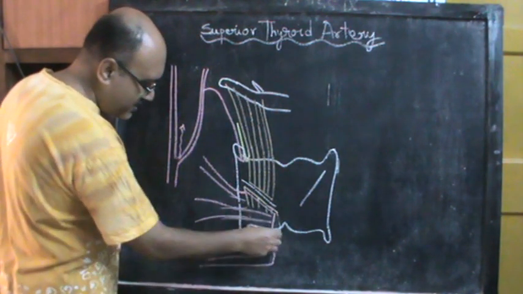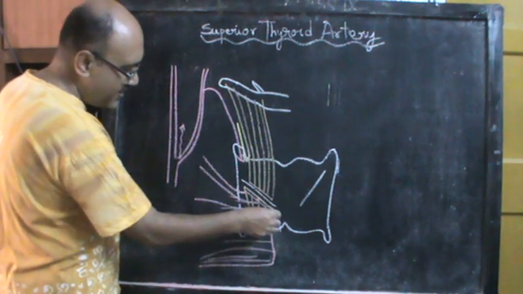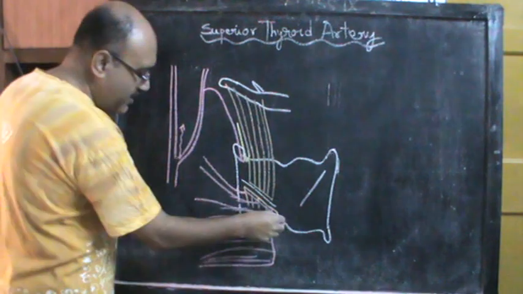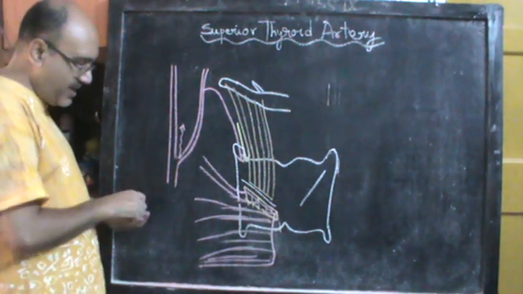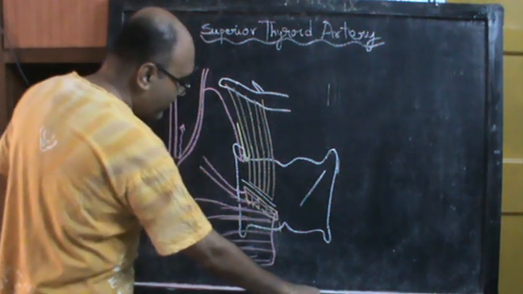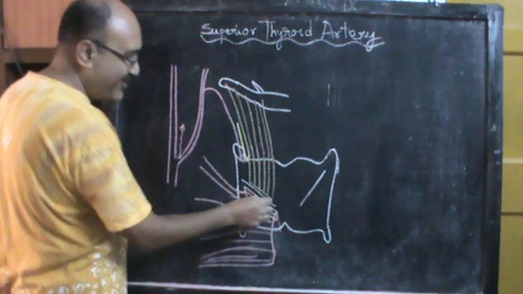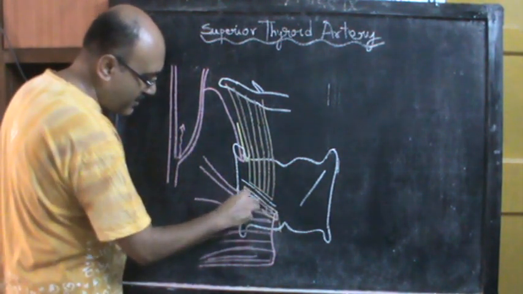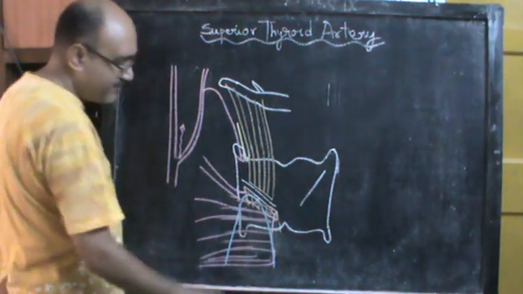So the inferior constrictor, both the thyropharyngeus part and the cricopharyngeus part, and obviously the sternothyroid muscle. And now the upper pole of the thyroid gland then is somewhere here, trapped between these two muscles, trapped between sternothyroid and the inferior constrictor. So this is the upper pole of the thyroid gland.